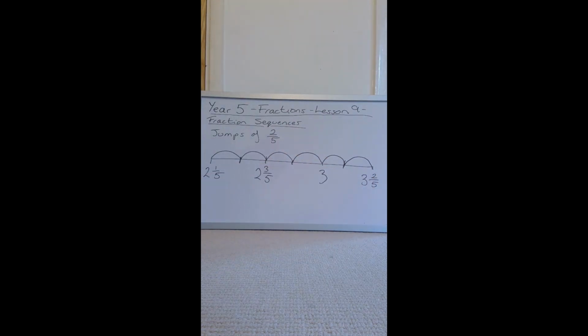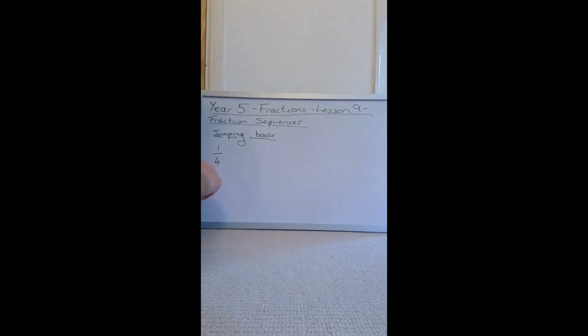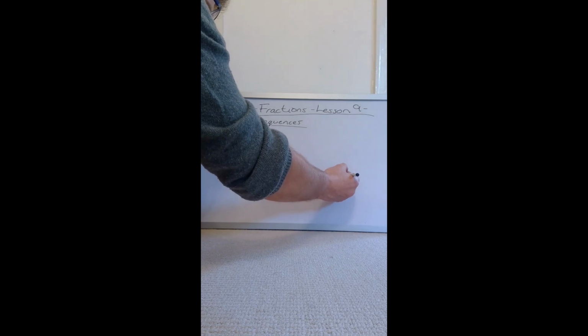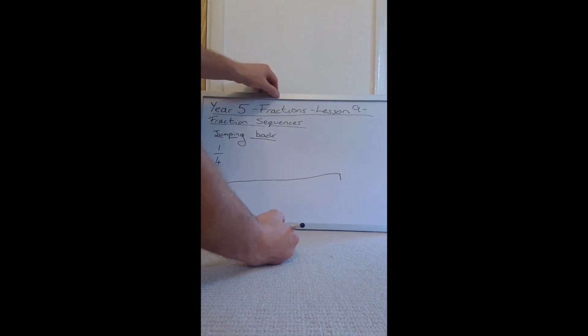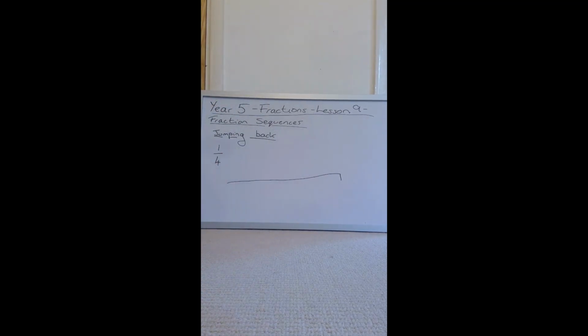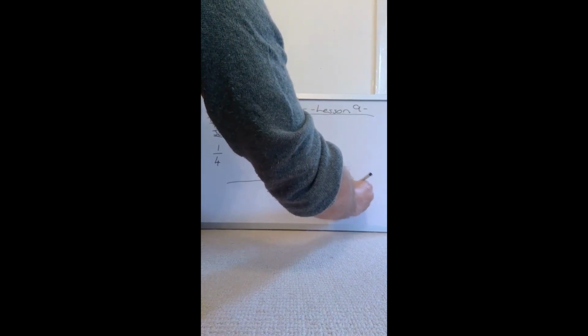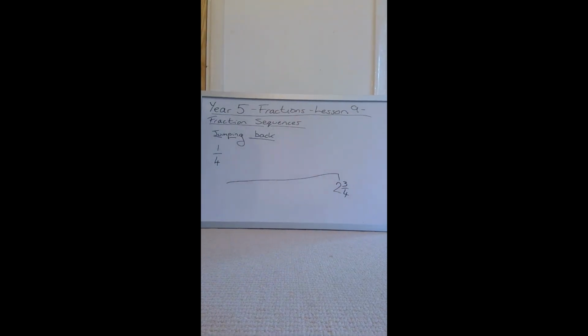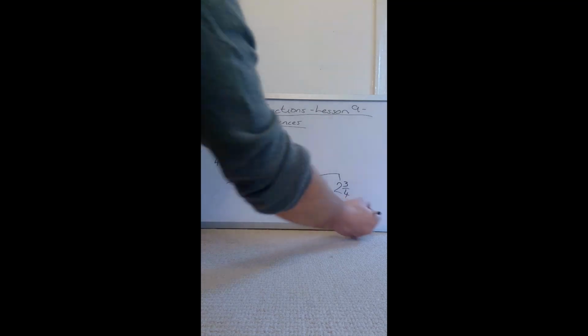As well as going forwards, these number sequences can also go backwards. A nice simple one would be jumping in quarters backwards. So we would draw a number line, excuse me, it's not straight. And then we could start at, for example, 2 and 3/4. And then we start to jump back. Remember, we are taking off 1/4 each time because the number should be getting smaller.